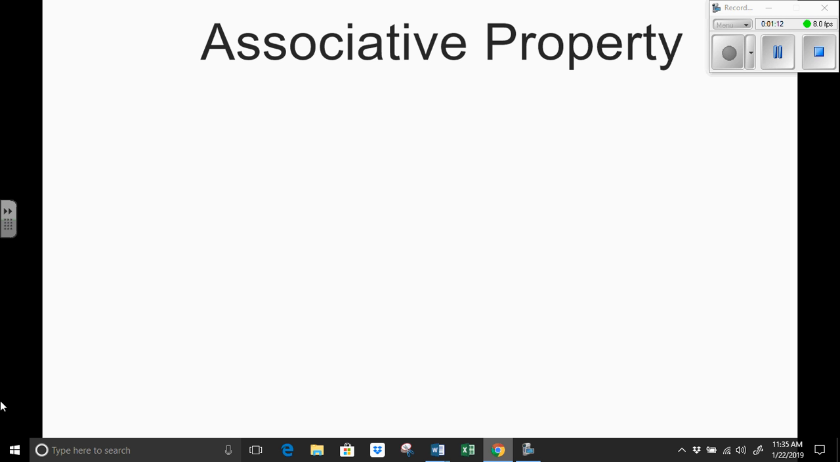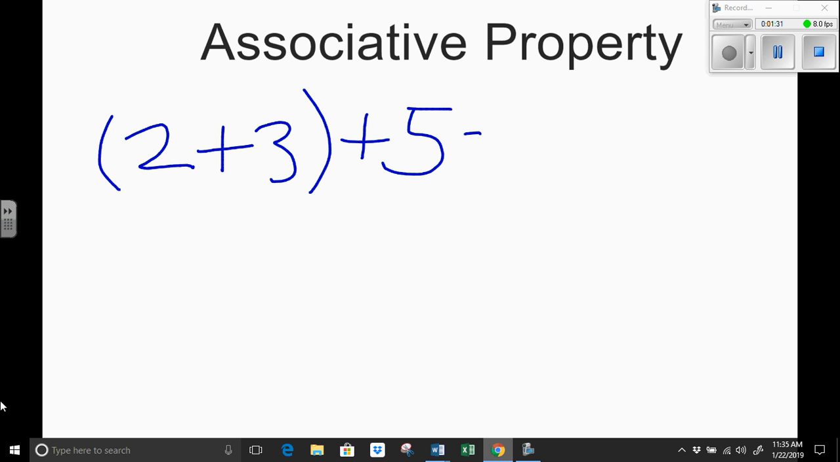Our next property is the associative property. This allows regrouping of values using parentheses to show this. The order of the values generally does not change, just the grouping. So let's say we had something like, in parentheses, 2 plus 3, close parentheses, plus 5. When applying the associative property, we're going to keep the order the same, 2 plus 3 plus 5. The only difference is where we're going to group the numbers.